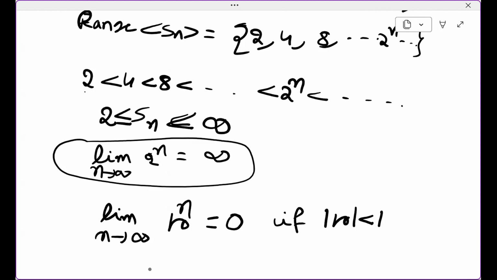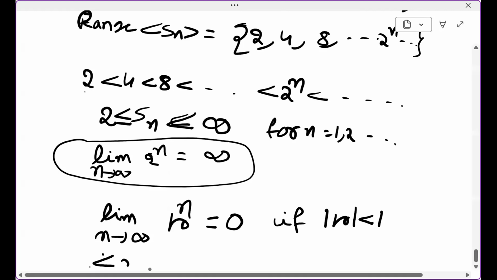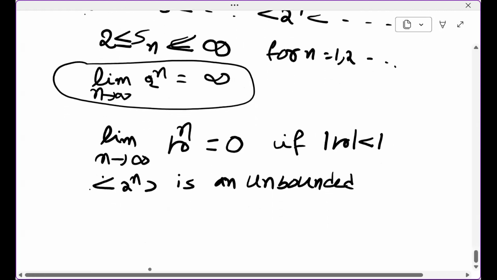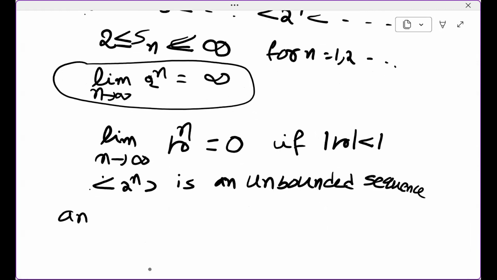It is not bounded above, so it is an unbounded sequence. The sequence 2 power n is an unbounded sequence, because it is not bounded.